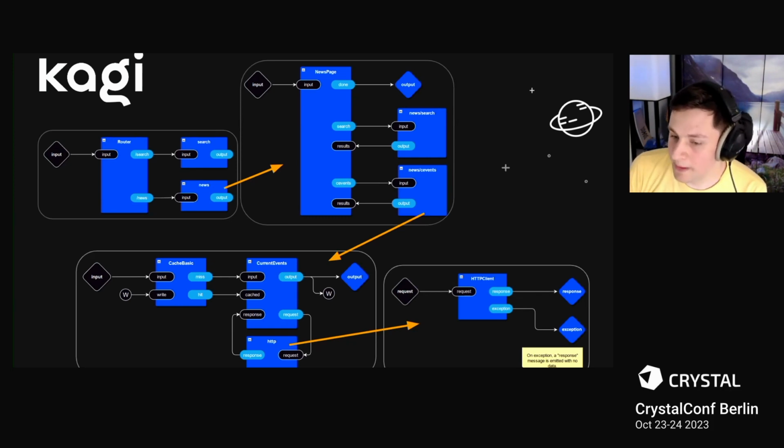A quick question from the room. I was wondering how you're using the Crystal type system for the kind of inputs and outputs of those blocks, if you are.